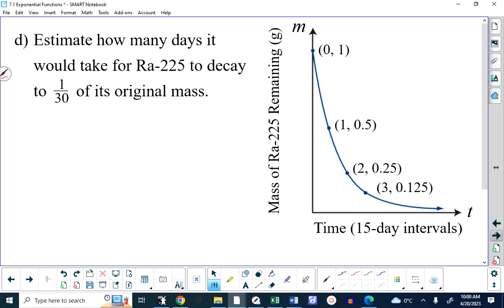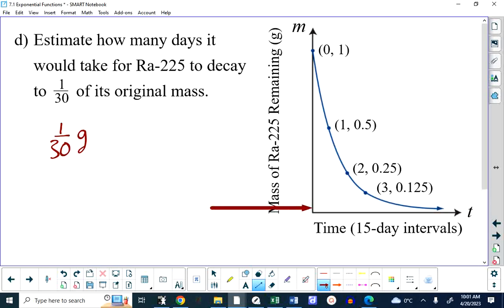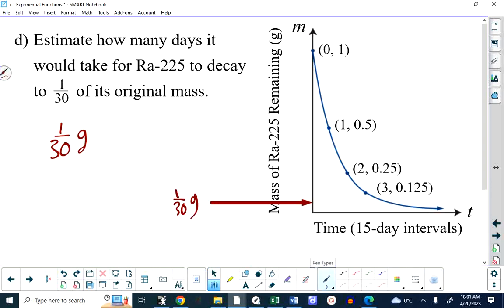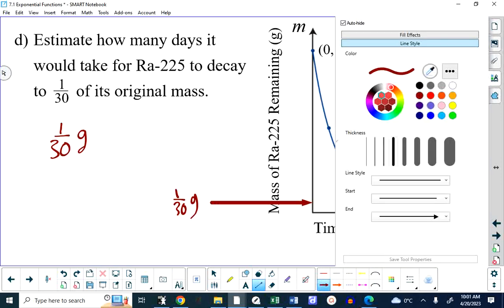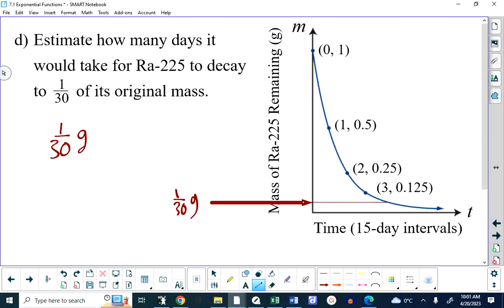Estimate how many days it would take for the radium to decay to 1/30th of its original mass. Well, 1/30th of the original mass is 1/30th of a gram. It's half, which is maybe a quarter, 1/30th. It's somewhere around here. Maybe a little higher. Does that look like 1/15th of the total distance going up? I could even make it bigger. It doesn't matter. But this is 1/30th of a gram, and what we are interested in is that time.